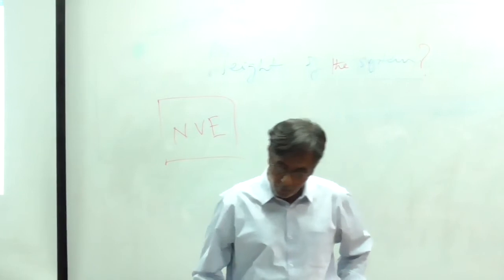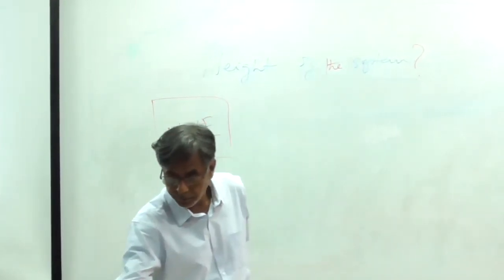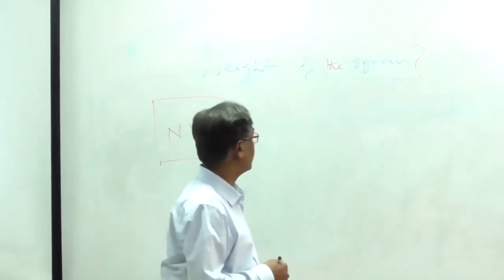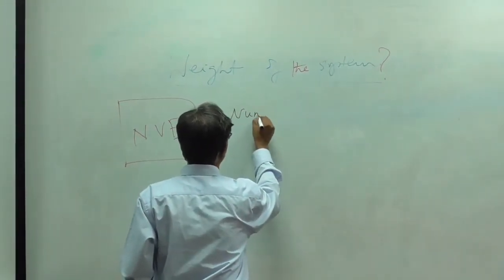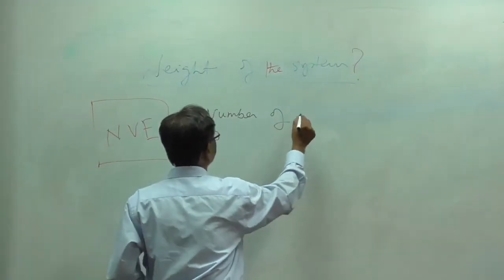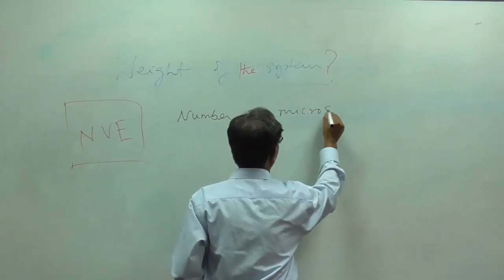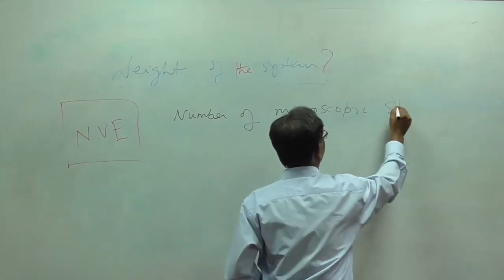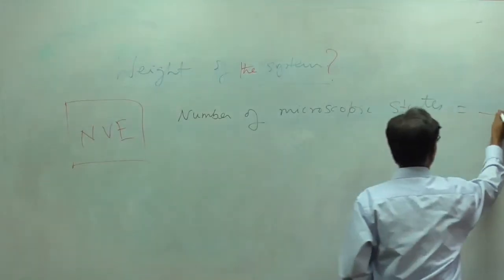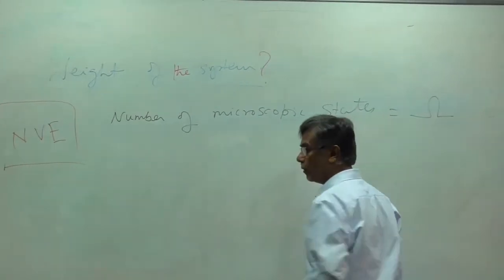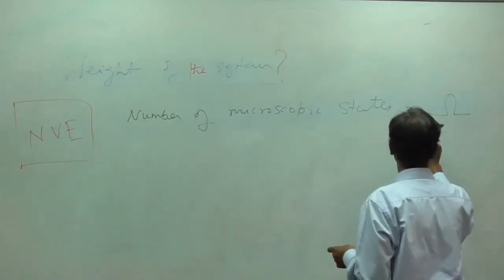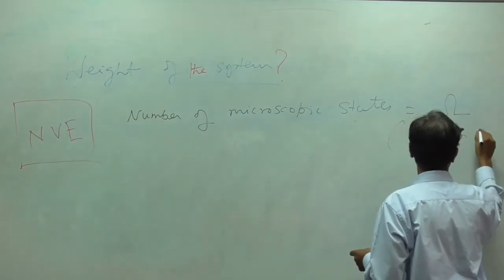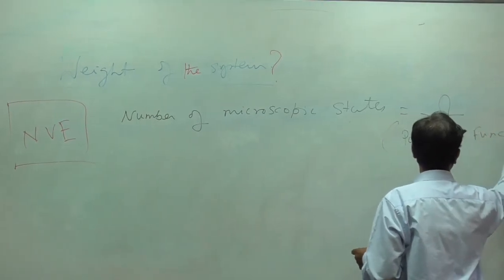Okay, so now we know what the weight of the system is. The weight will be the number of microscopic states, and the notation is omega. And this is the partition function of the microcanonical ensemble. This is the first time I use the term partition function, and we'll use it again and again because this is central to statistical mechanics.